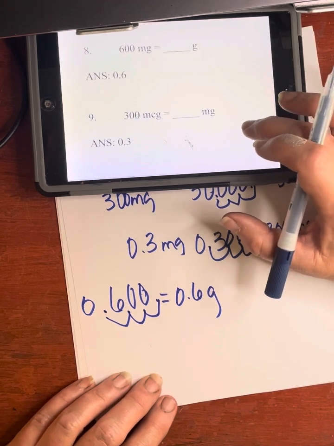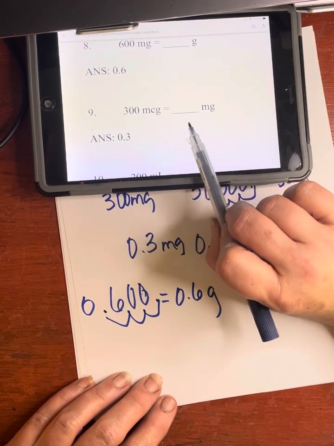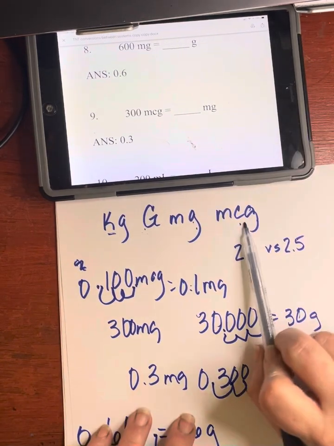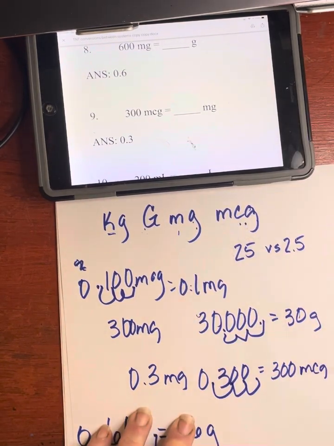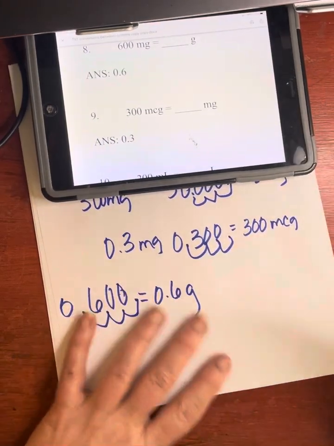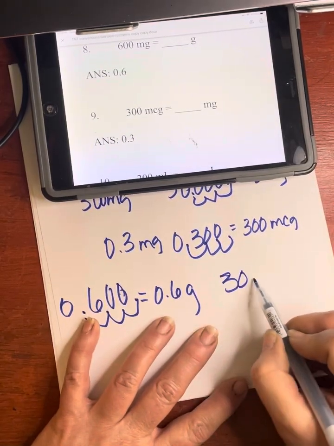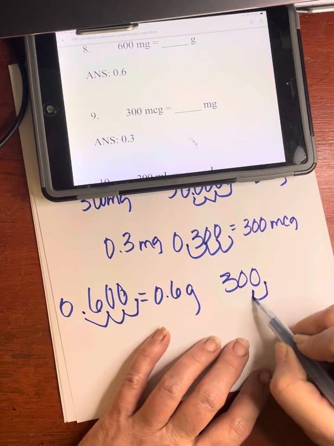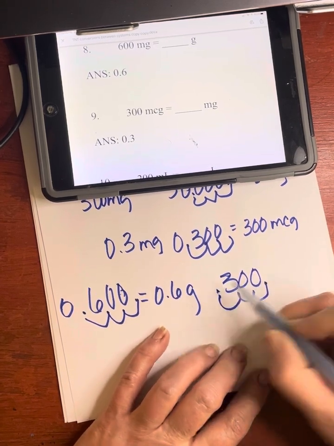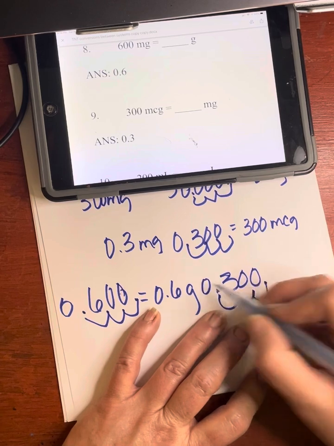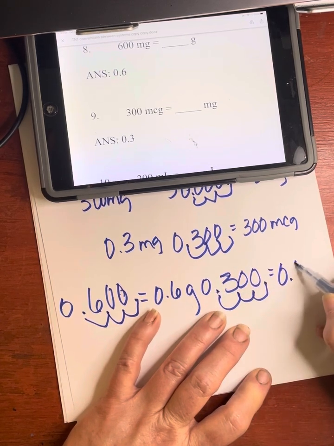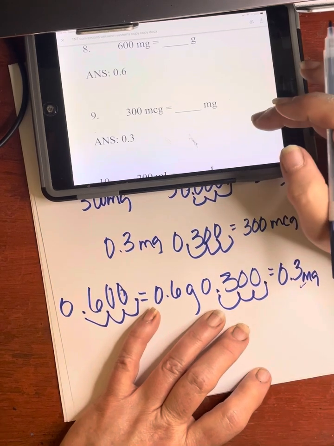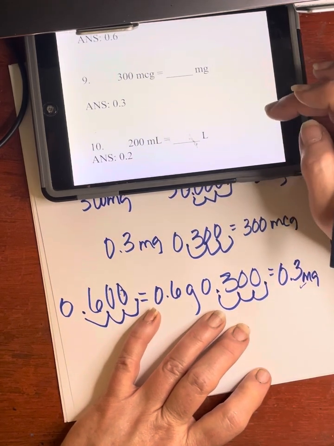All right, 300 micrograms to milligrams. Micrograms to milligrams, we got to move the decimal to the left. So we're going to put 300 micrograms. I'm going to grab that decimal and go 1, 2, 3, and put that right there. Put a 0, and the answer will be 0.3 milligrams.